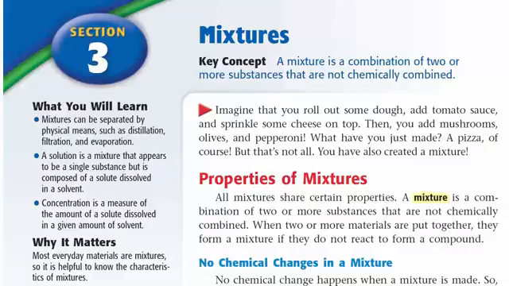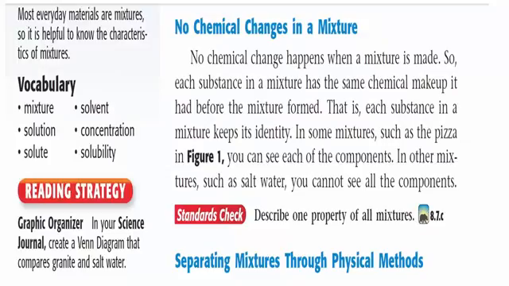Properties of mixtures. All mixtures share certain properties. A mixture is a combination of two or more substances that are not chemically combined. When two or more materials are put together, they form a mixture if they do not react to form a compound. No chemical changes in a mixture. No chemical change happens when a mixture is made. So, each substance in a mixture has the same chemical makeup it had before the mixture formed. That is, each substance in a mixture keeps its identity.